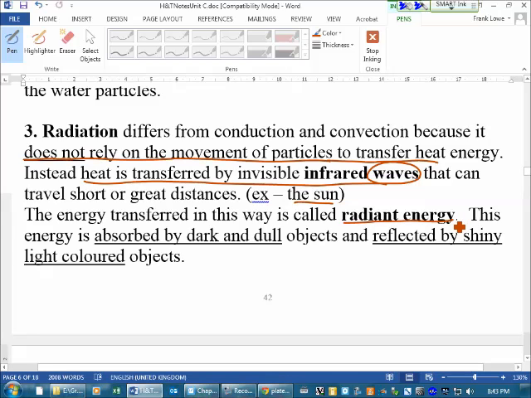And the last little bit here, and this is kind of elementary stuff, I guess, but this energy is absorbed by dark and dull objects. Okay, we're talking colors and surfaces, and it is also reflected by shiny and light colored objects. And you can think of some scenarios where that's the case. Probably the biggest one for this, the shiny, is people that go skiing.